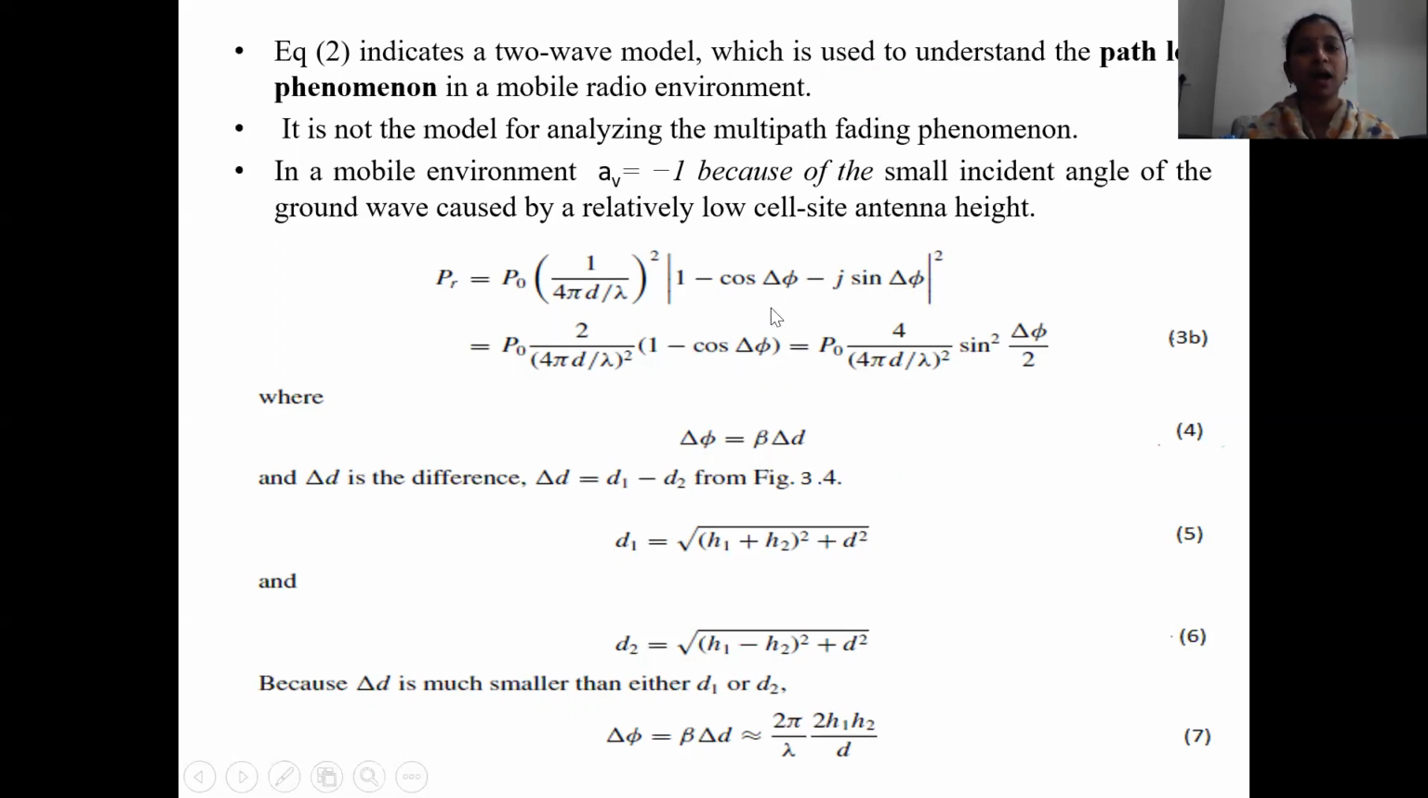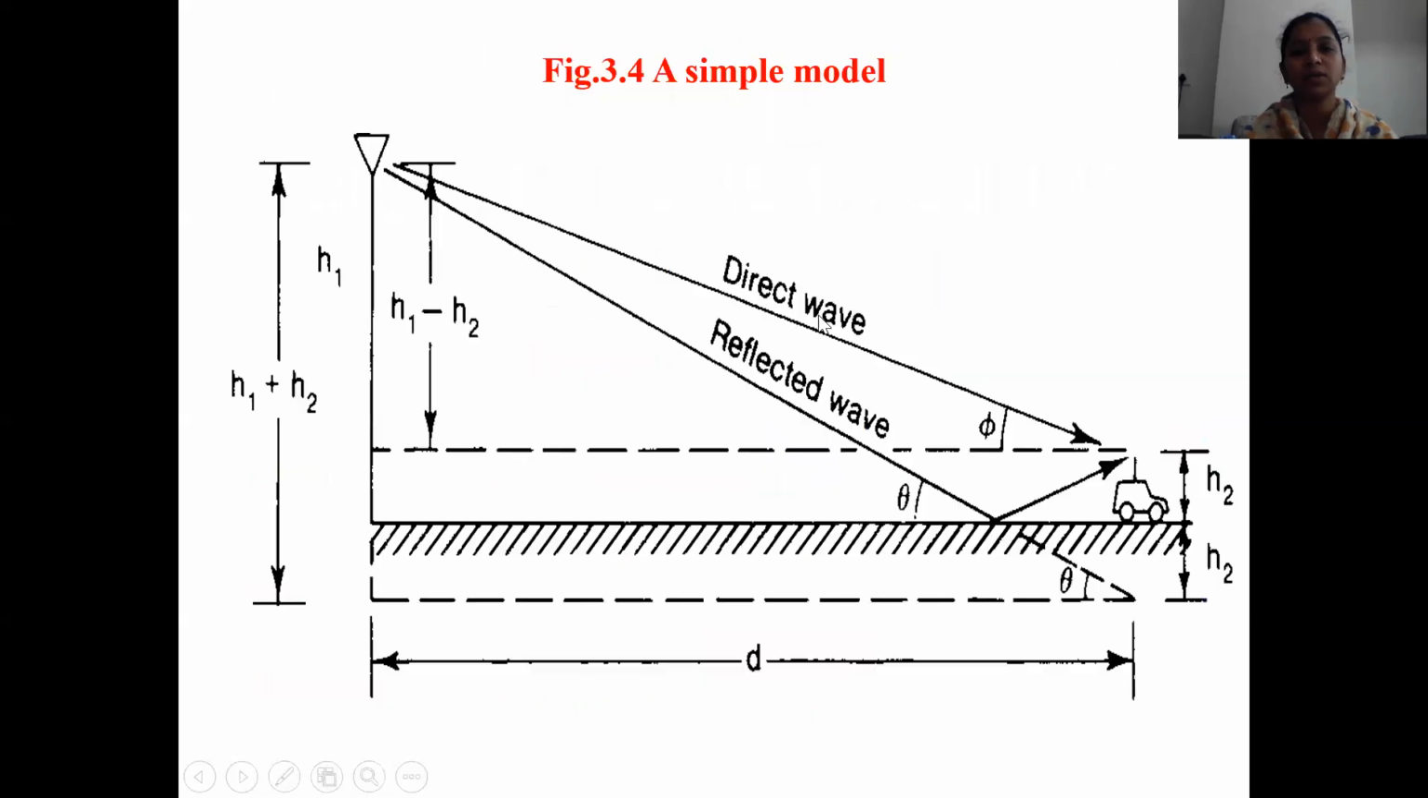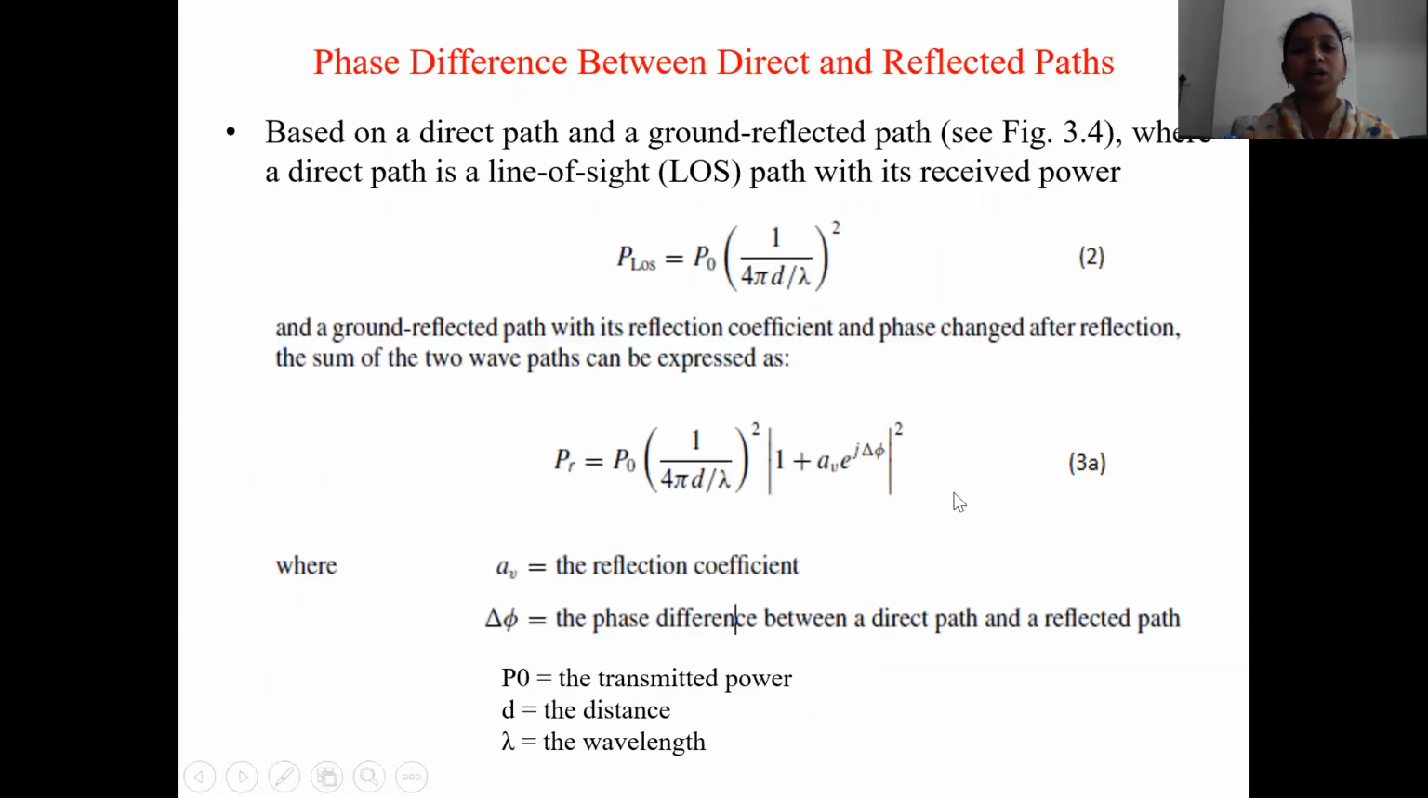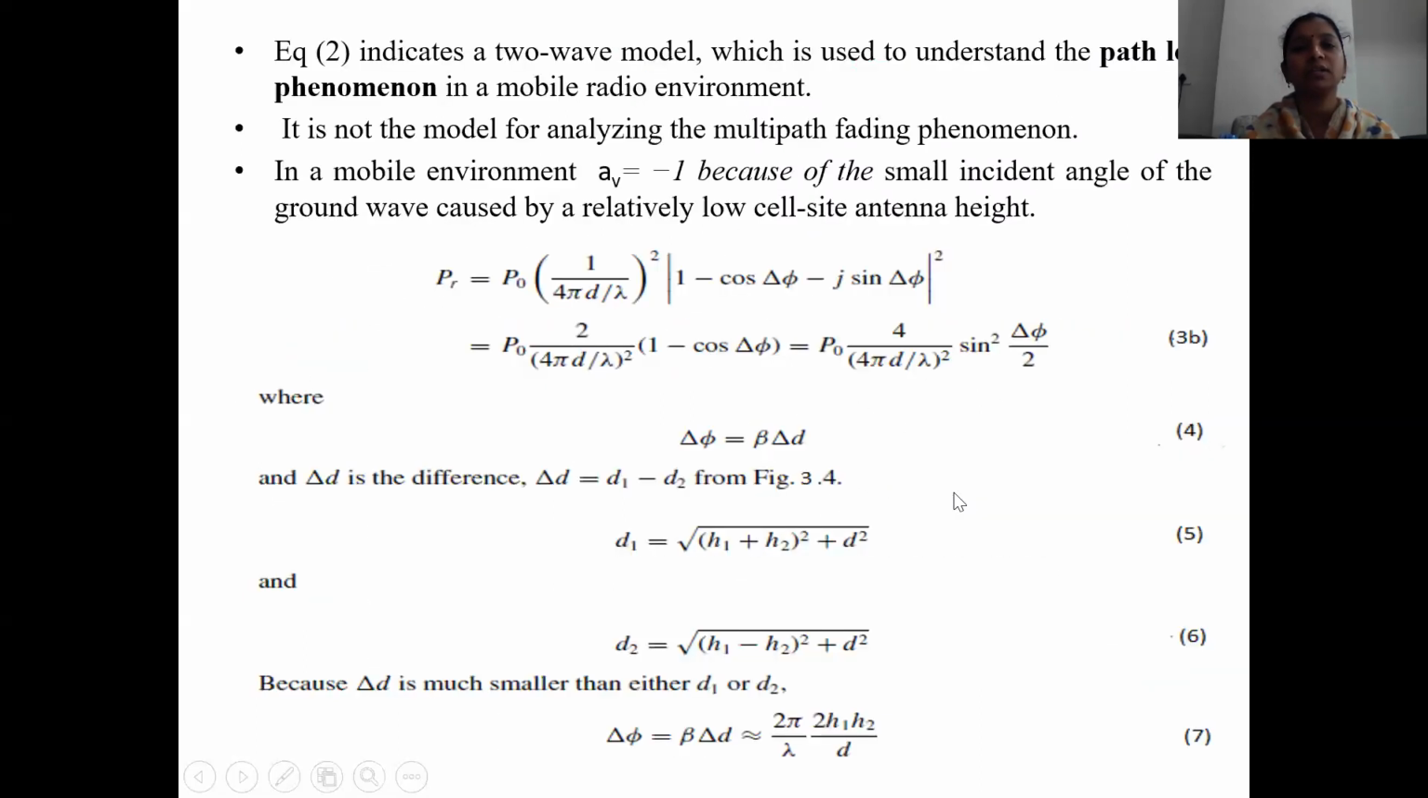If you substitute the value and simplify this equation, you have 1 plus alpha_v e to the power j del phi. If you simplify e to the power j del phi, we get cos del phi minus j sin del phi. After simplification, we know that del phi is equal to beta times the difference of d. The difference of d is d1 minus d2, where d1 is the square root of (h1 plus h2) whole squared plus d squared, and d2 is the square root of (h1 minus h2) whole squared plus d squared.